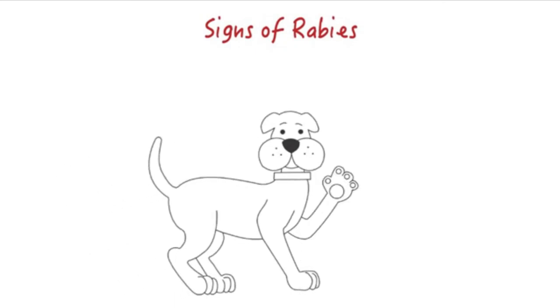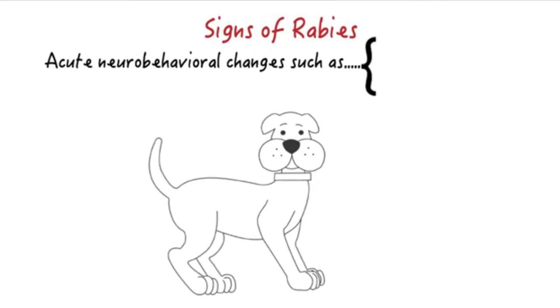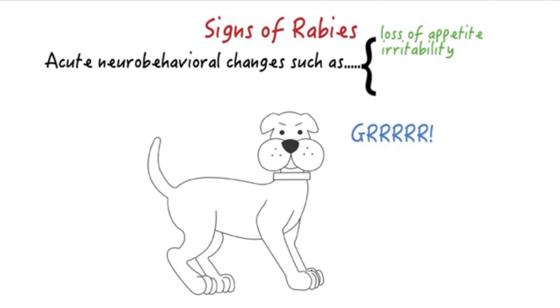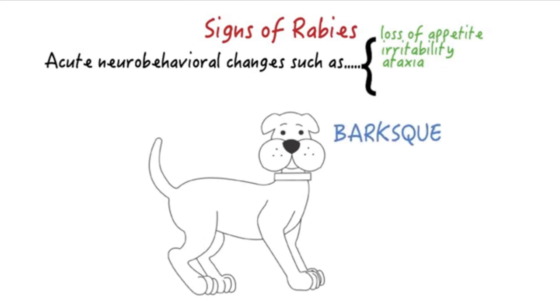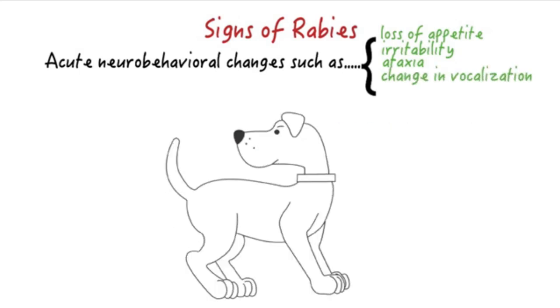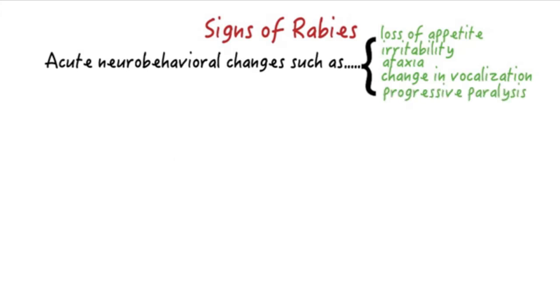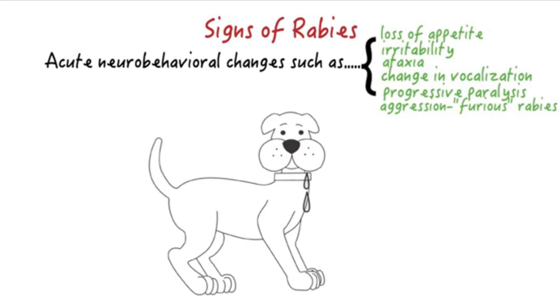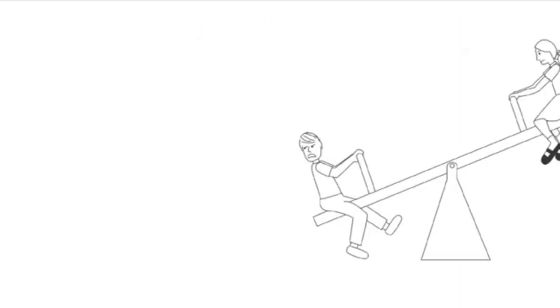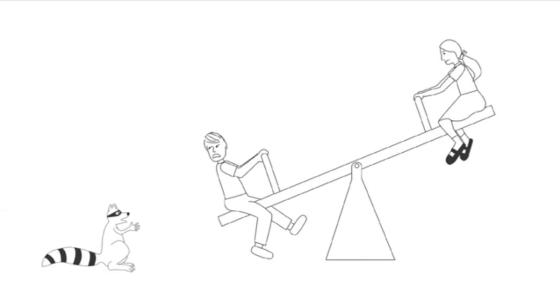Regardless of species, most rabies cases are characterized by acute behavioral changes, such as loss of appetite, irritability, ataxia, change in vocalization, and progressive paralysis. Aggressive or vicious behavior, that is, furious rabies, may occur, but it is not always seen. Abnormal behavior by a wild animal, including loss of fear of humans or daytime appearance of a nocturnal animal, should raise suspicion for rabies in that animal.